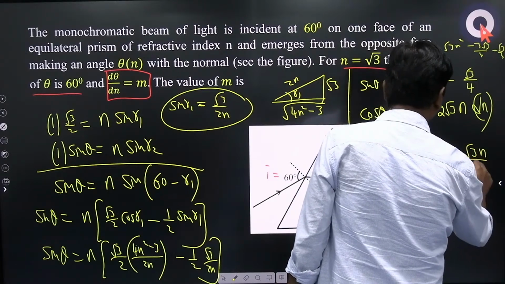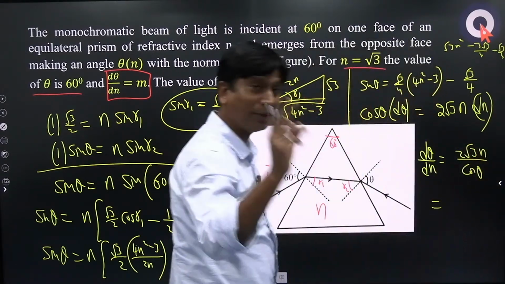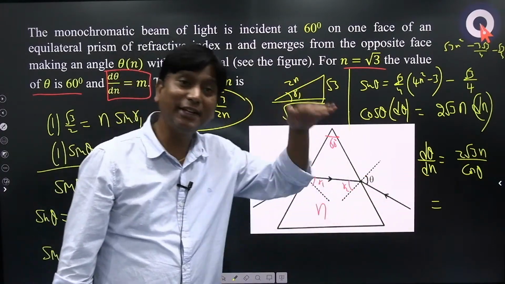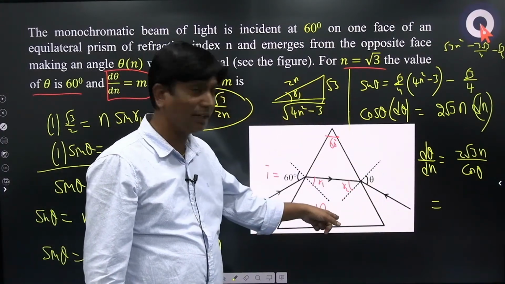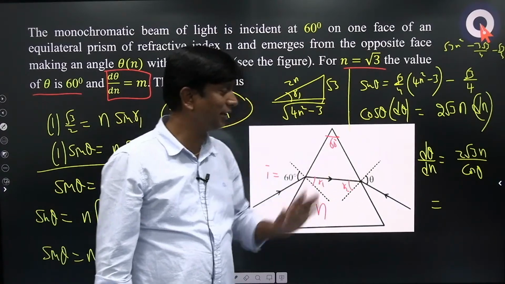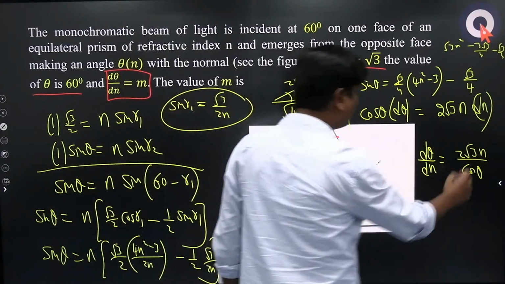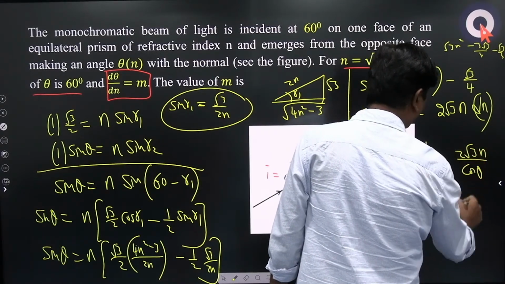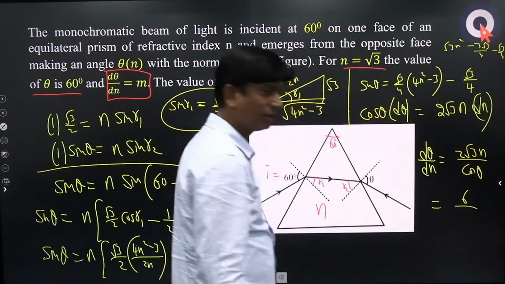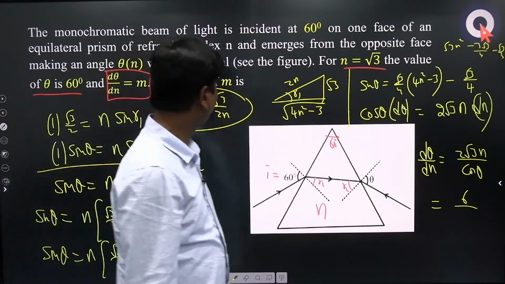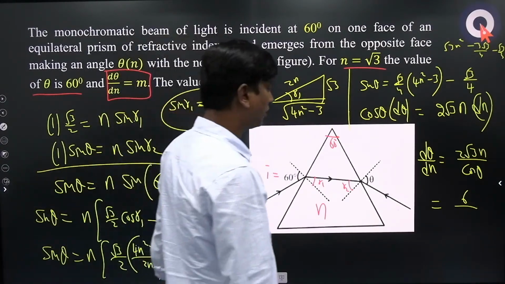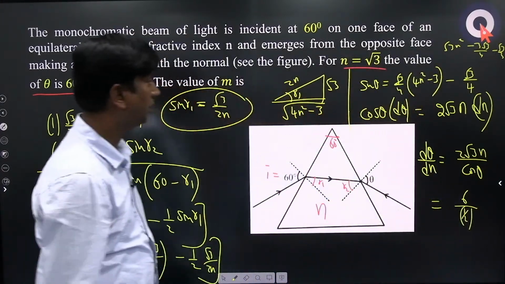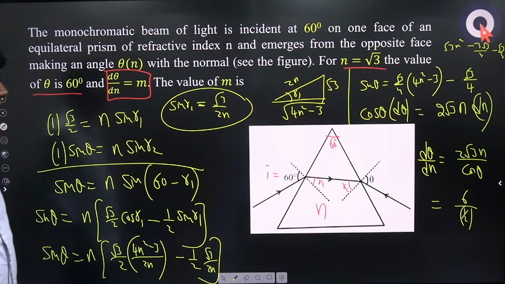So clearly, d theta by dn, they are asking, is equal to 2 root 3 n by cos theta. At which instant are they asking d theta by dn? At the instant when the value of n is root 3 and theta is 60 degrees. So substitute n is root 3. So root 3 into root 3, 3, and theta is coming out to be 60. So cos 60 is 1 by 2. Right. d theta by dn.